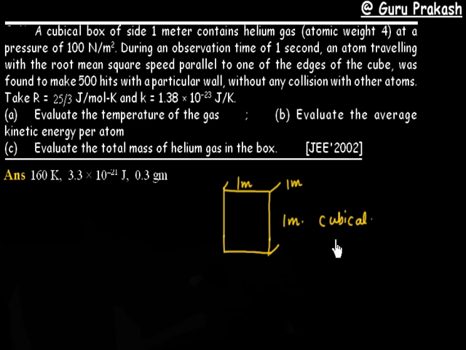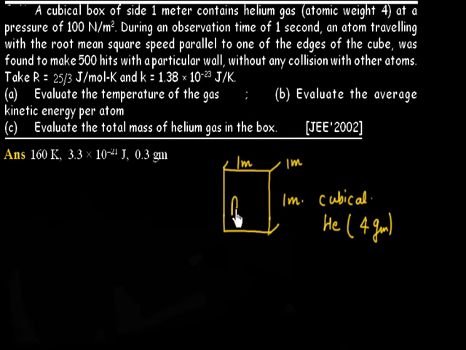Now the problem says this contains helium, and helium has an atomic mass of 4 gram, that is also given to you. Inside this there is a pressure, and the pressure is also given to you, in SI unit, 100 Newton per meter square.